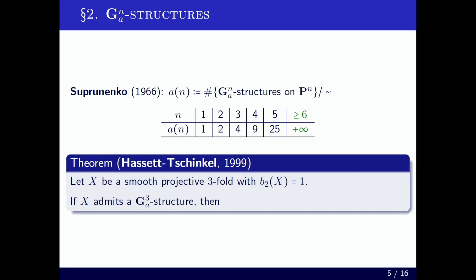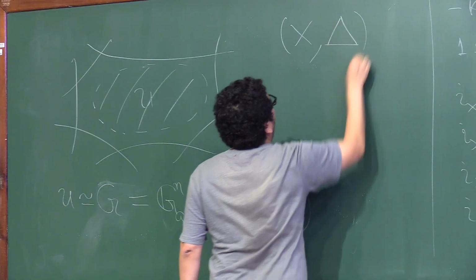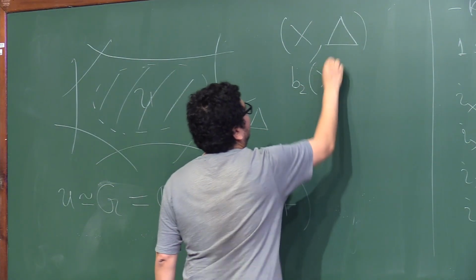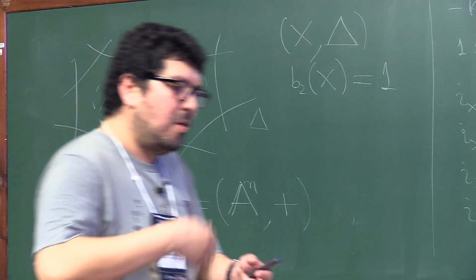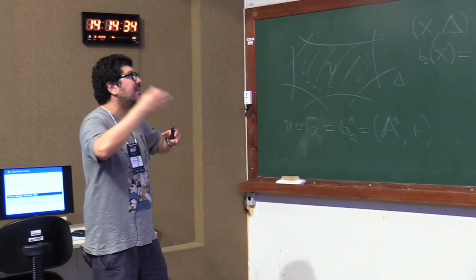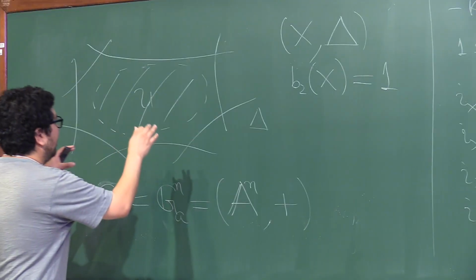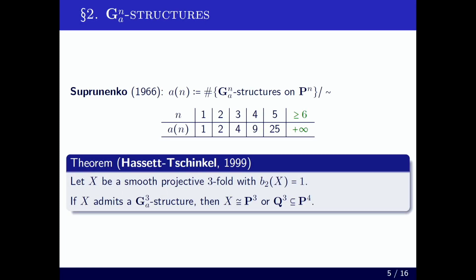OK, so using this, Hassett and Schinkel considered the following problem. You have the very classical problem by Hirzebruch, classifying these pairs, X, delta, say, with Picard rank 1. So X has to be Fano. Furushima and many other people worked on this problem, but if you impose that this has to be an equivariant compactification of the affine space, then there are only 2 options. It has to be P3 and the quadric. So you can rule out this V5 and V22.